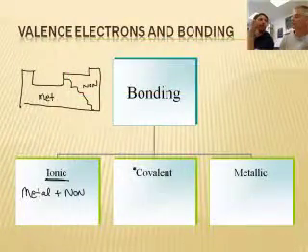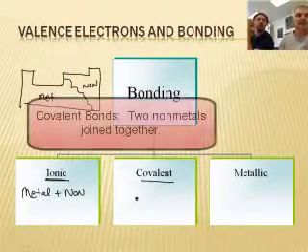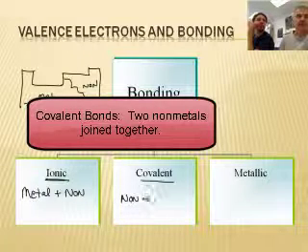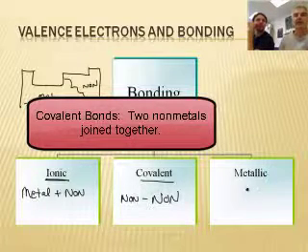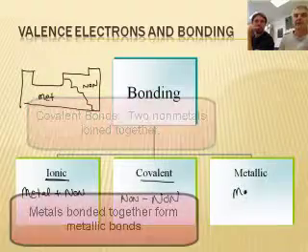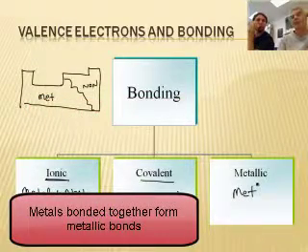How about a covalent bond? That's 2 non-metals bonded together, so it's a non-metal to a non-metal. And metallic? Those are just a bunch of metals, just like a piece of iron or something like that. And we'll learn about each of these types in a subsequent podcast.